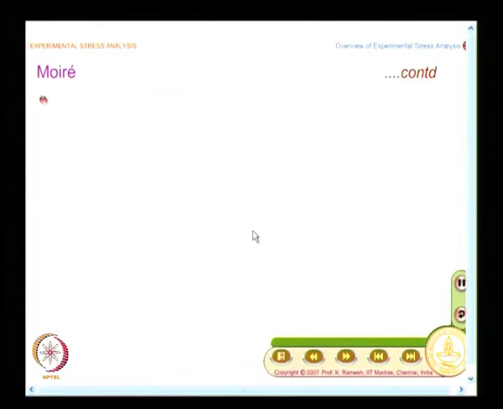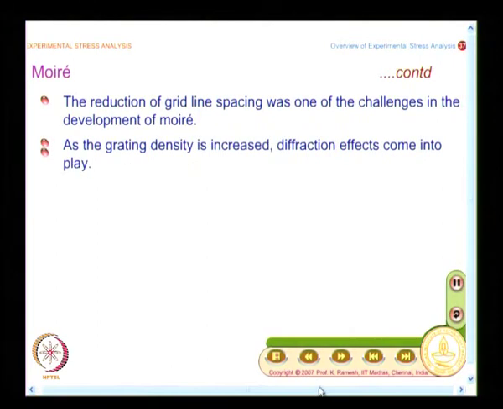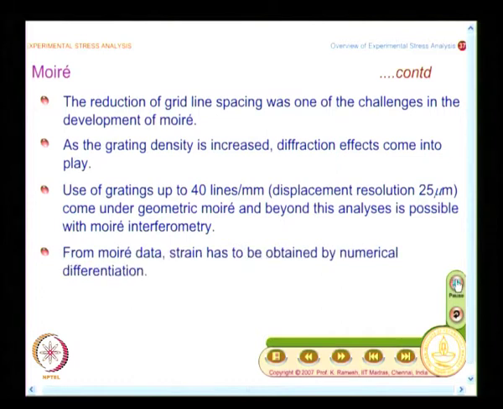Now, we also looked at the reduction of grid line spacing, which was a challenge, and many scientists have contributed to it. We have also seen that as the grating density is increased, the fringes become finer and finer. And I said a thumb rule which says up to 40 lines per millimeter, you can call it geometric moire. Even this 40 lines per millimeter is fairly small, and you are able to get a displacement resolution of 25 micrometers.